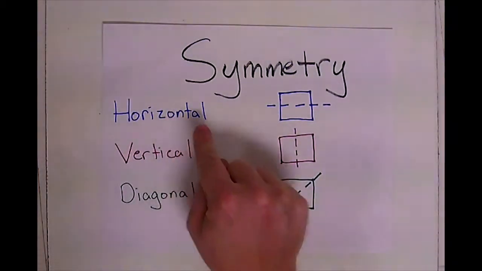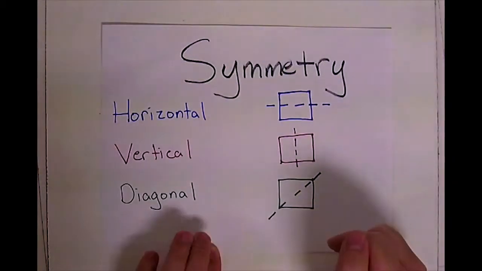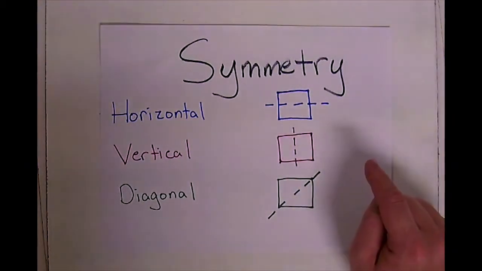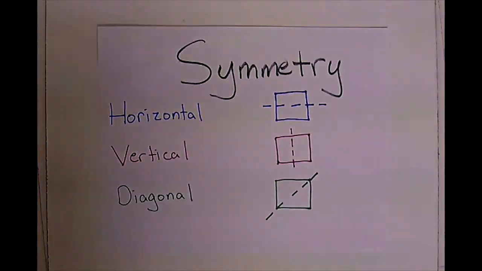We have horizontal, where the line is going through an object horizontally and you can fold it that way. Vertically, where the line is going up and down. Or diagonally, where it's going diagonal. So when you're looking for lines of symmetry, you should be looking for horizontal, vertical, and also diagonal lines of symmetry. There can be more than one. There can also be 0 lines of symmetry. So let's look at some things and think about what types of symmetry they have.